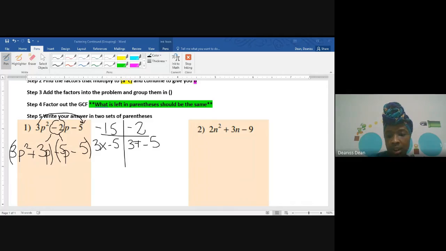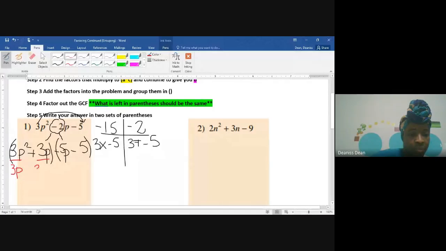Yes, Tristan, that's right. So 3p, going to divide out 3p from this one. And then on this one, we have negative 5p minus 5, right? So we have to get our GCF here. Once again, what do they have in common?